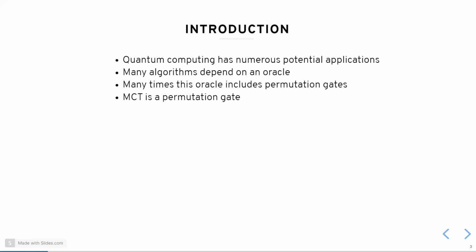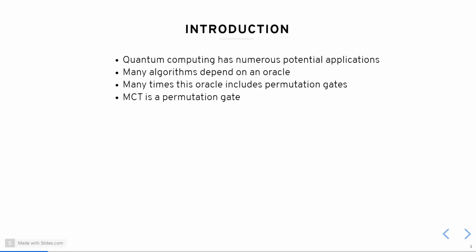Now, we all know that quantum computation has numerous potential applications, from machine learning and optimization to chemistry and materials research. There are various algorithms in literature which tackle a wide range of problems, and many of these algorithms utilize an oracle as a vital part. Sometimes the complexity of the algorithm is computed in terms of the oracle calls. This only tells us how important oracles are in a quantum computing system. Many times these oracles include permutation gates as a subroutine.